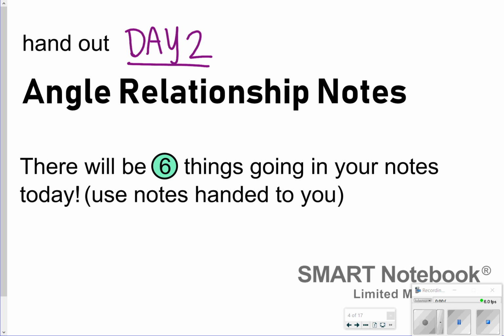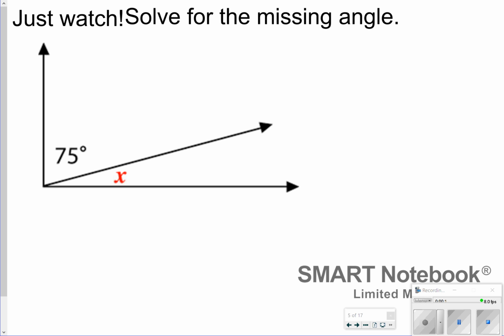Today we're going to be looking at day 2 angle relationships, and we're specifically going to look at how to solve for x in triangles and angles. You do get a worksheet handed out to you, so just make sure you have that before you get started on these notes. There are 6 things that we're going to be trying today, so let's go ahead and get started. First few things I'm just going to ask you to watch.